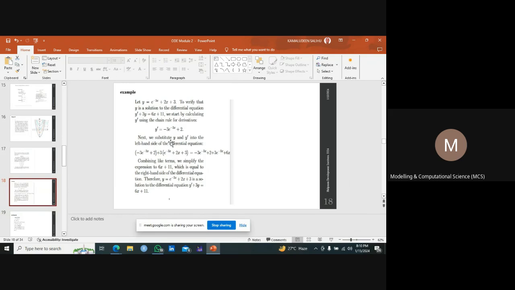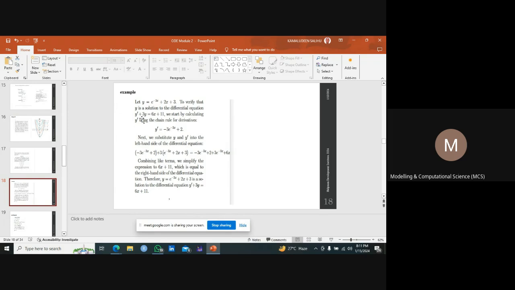So this is another example. Let y equal the exponential of negative 3x, plus 2x plus 3. So verify that y is a solution to the differential equation. I think we saw one of these before, but this one has an IVP condition. You want to check that the y given to you is a solution to y prime plus 3y equals 6x plus 11. When you substitute for y prime plus 3y, are you going to have 6x plus 11? So let us see.